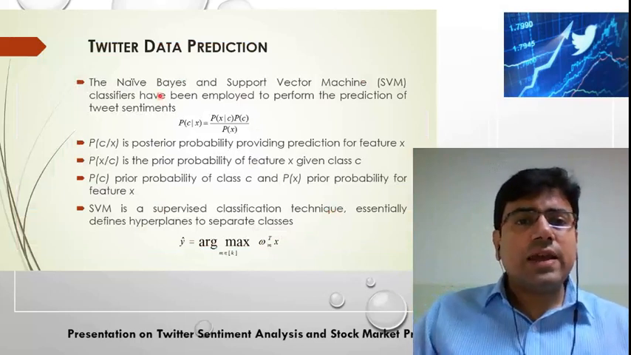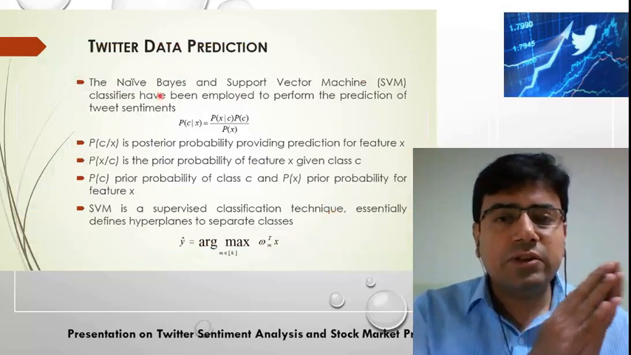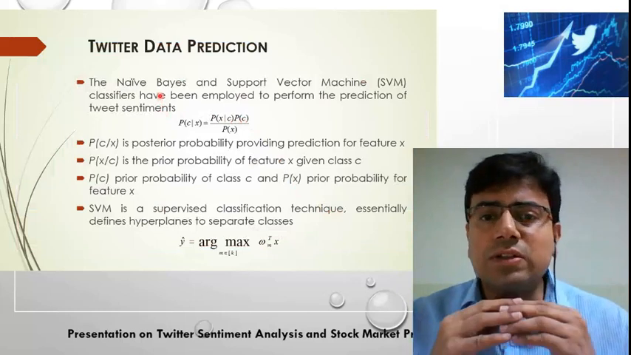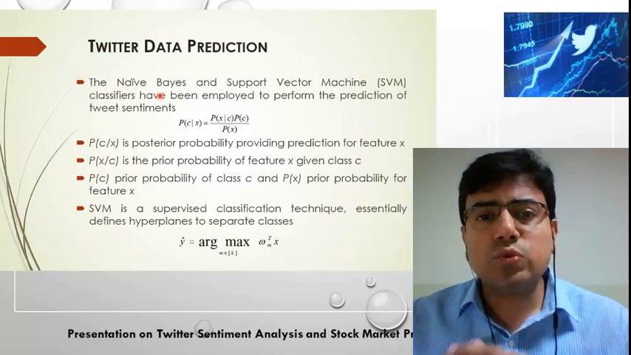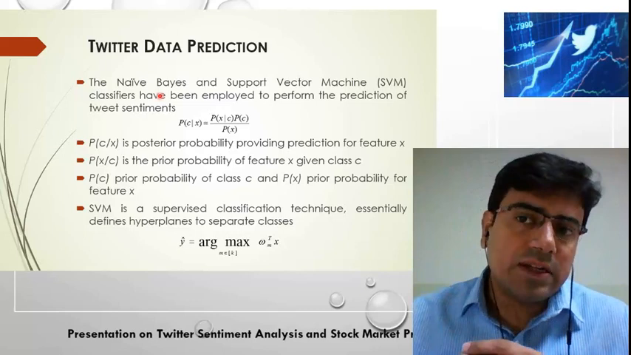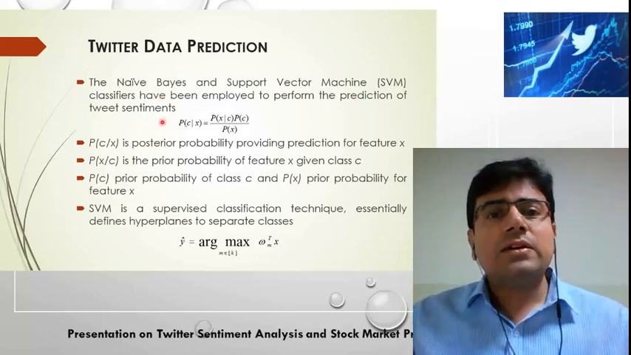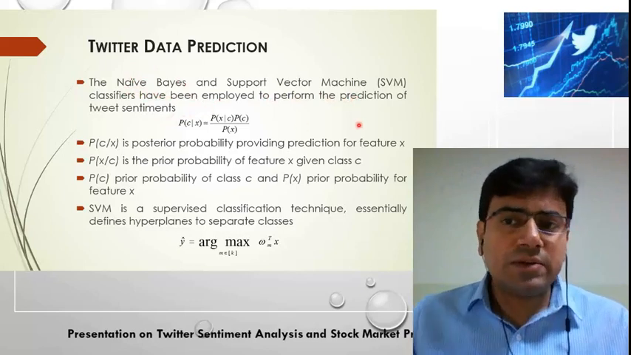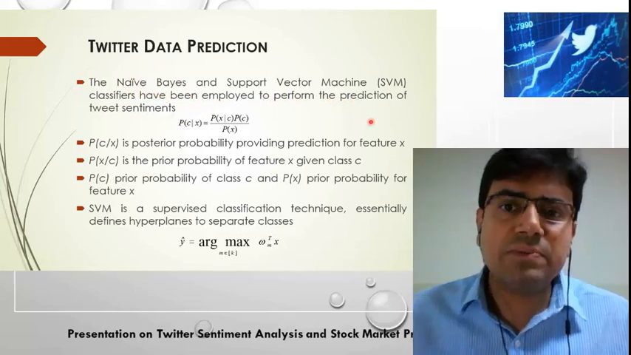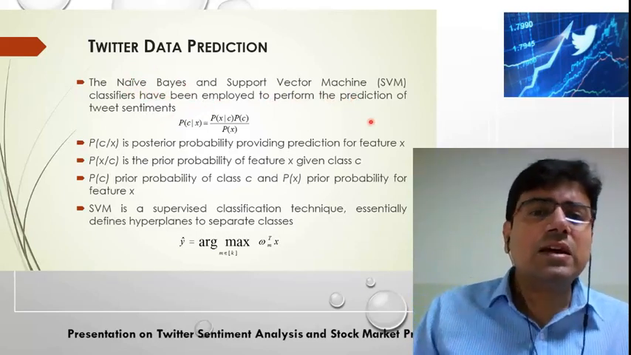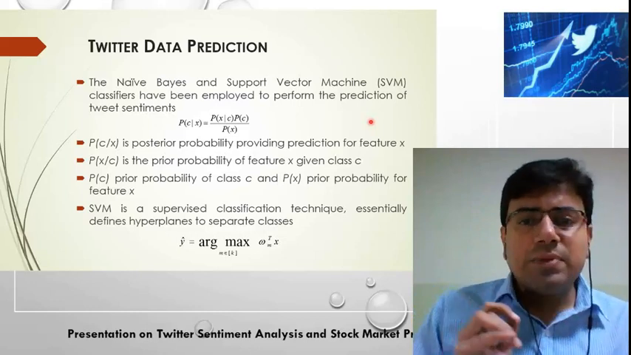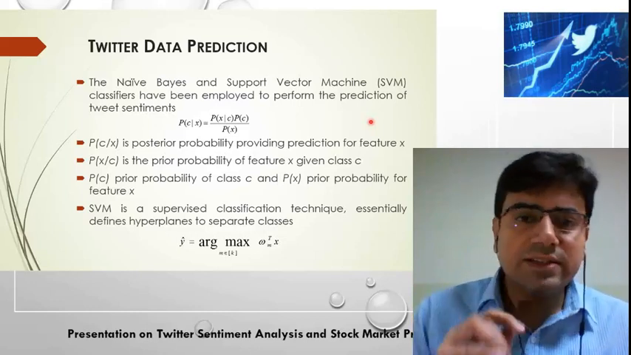Data prediction can be done with the use of the base or the training set. We utilize two main machine learning approaches, Naive Bayes and the support vector machine. The Naive Bayes classifier basically performs the prediction based on the probabilities. These probabilities can be determined using the training set.